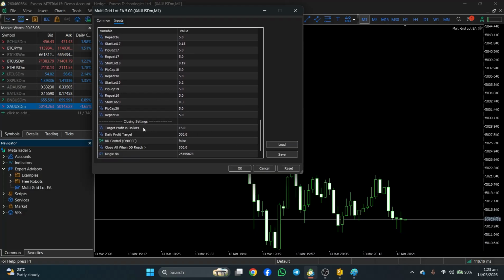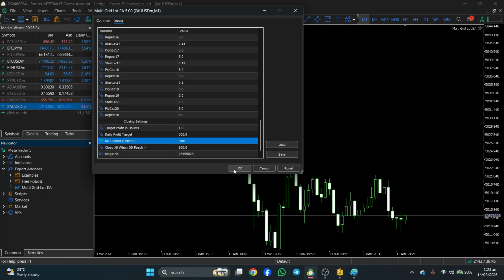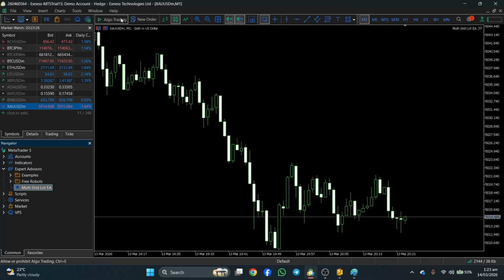Here you can see target profit in dollars. I will write 1 USD here, and daily target. After achieving this target, the EA will stop working. And drawdown control: how much drawdown I reach, then close all trades, I can write here. So I'm going to turn it on. Let's see how it reacts.